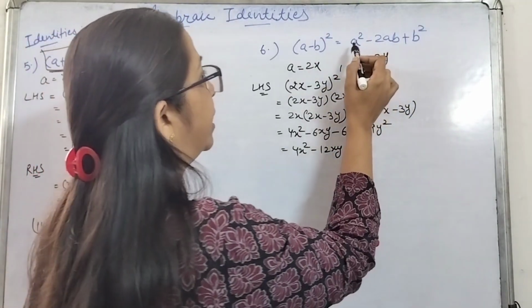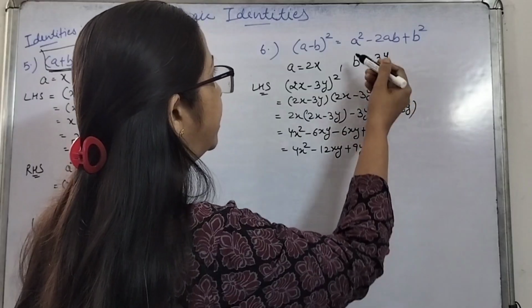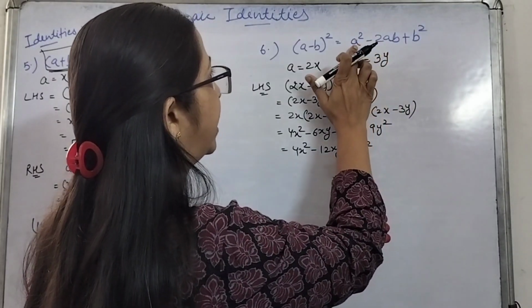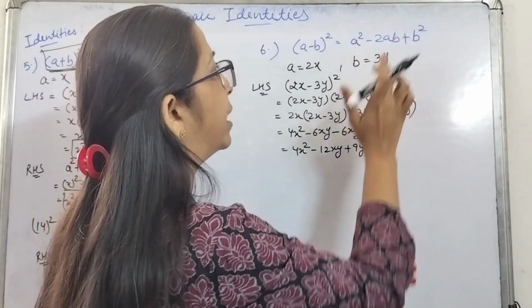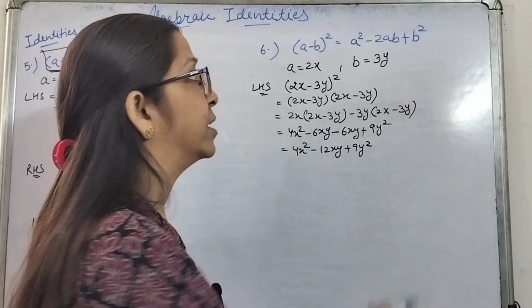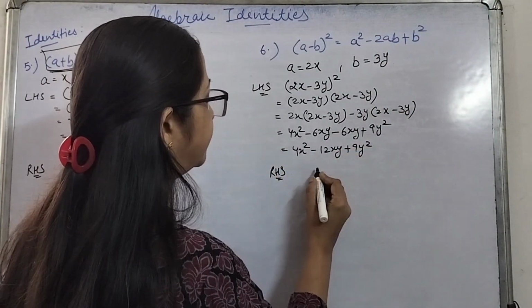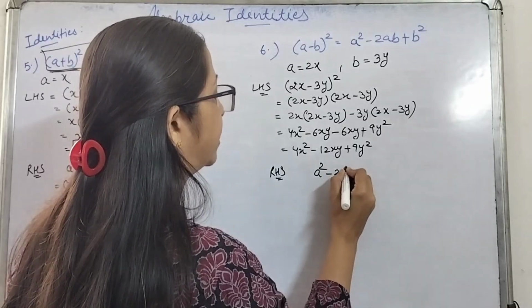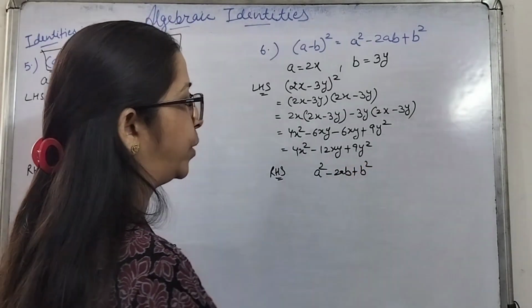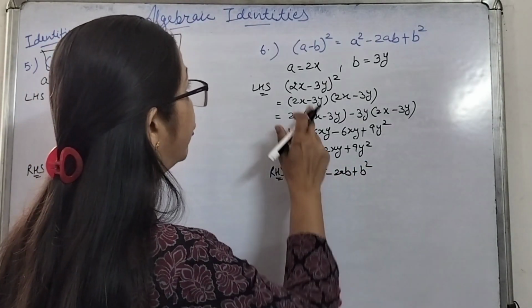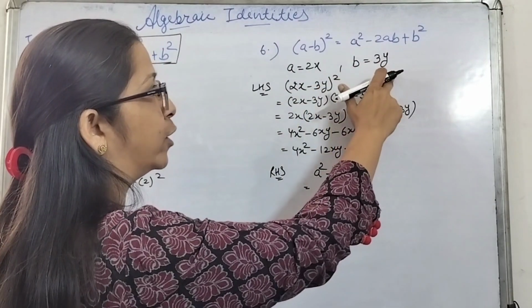What we would have done, instead of simply multiplying it, we could have taken the value of a as your 2x and the value of b as your 3y in your RHS. Then what will the value come to? We will be taking the RHS part. It is a square minus 2ab plus b square. In this case, we have to replace a by 2x and b by your 3y.